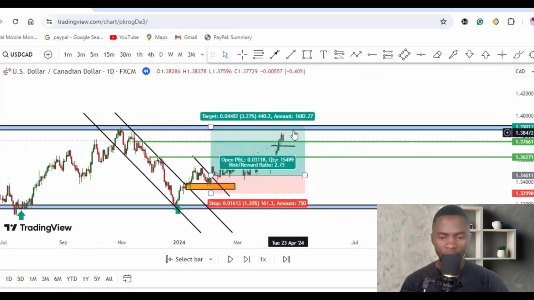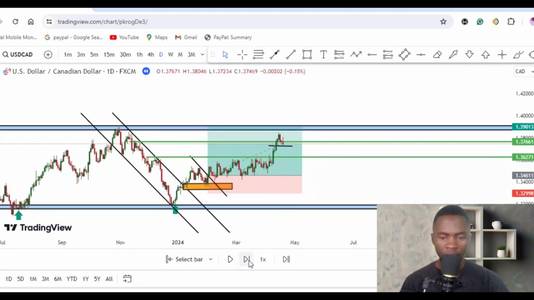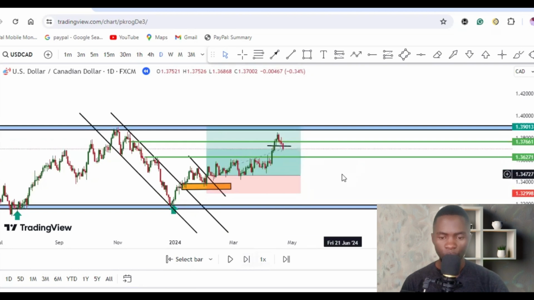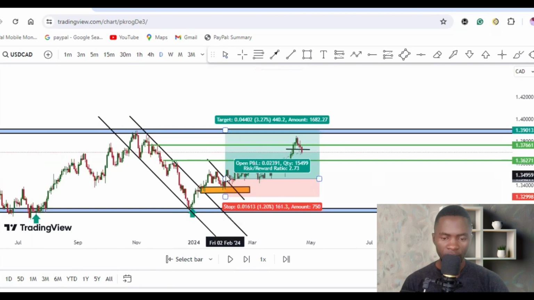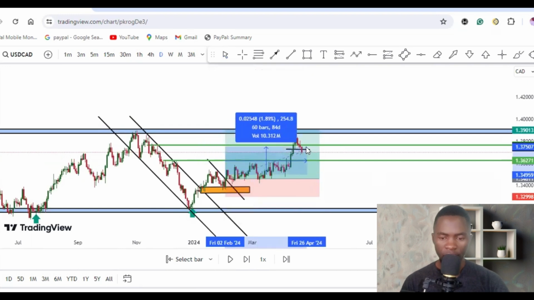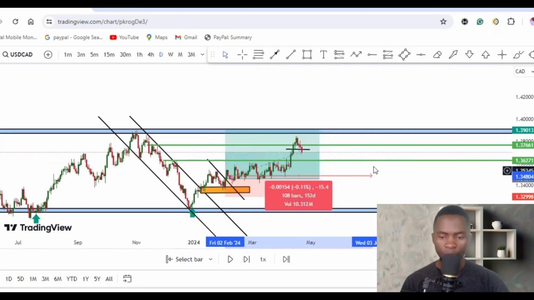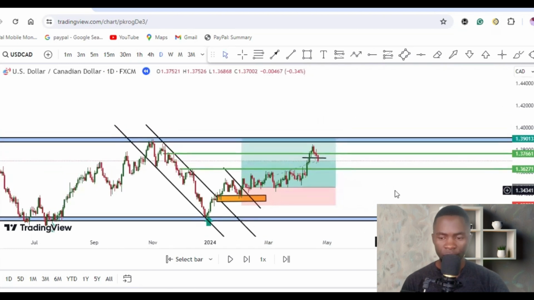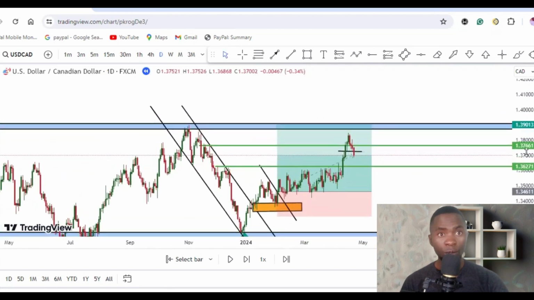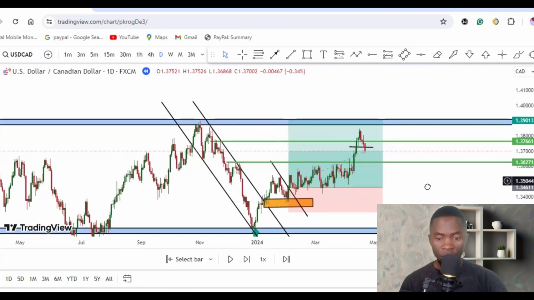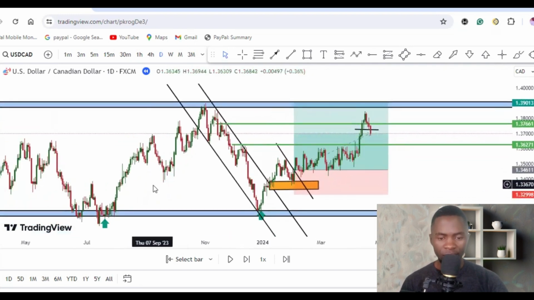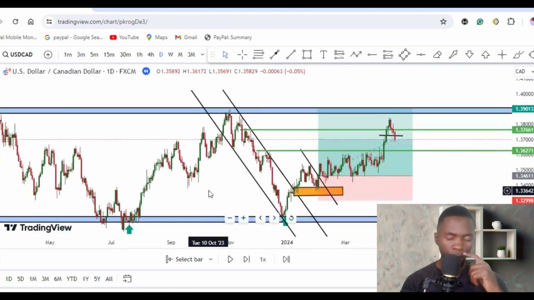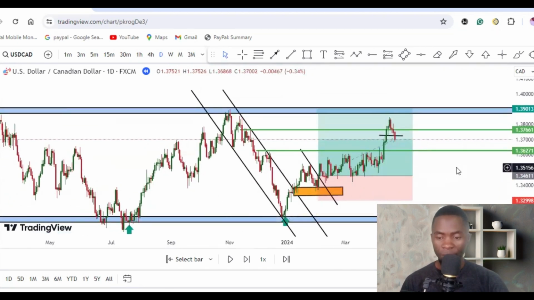Then at the one touch, the market has stopped me out on my take profit 2. So if we analyze that, it's about 250 pips. That is a good amount of pips. So that's all on USD CAD. That's the whole strategy that I use to enter the market.